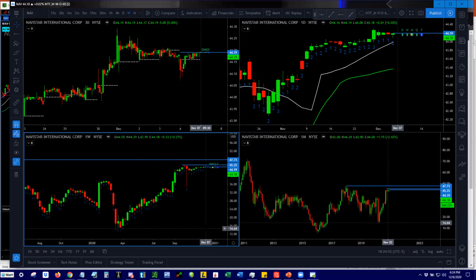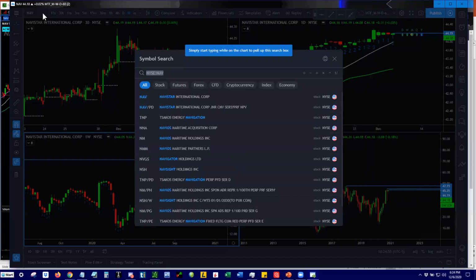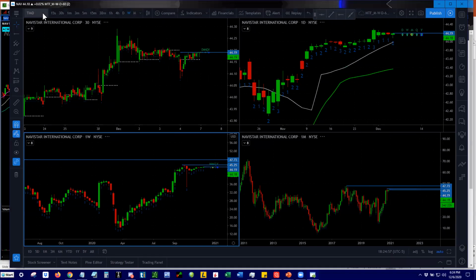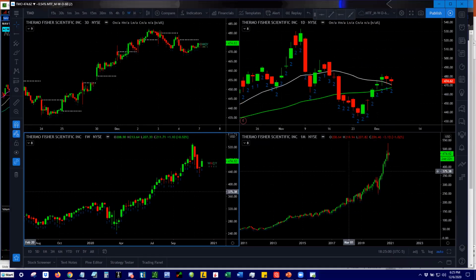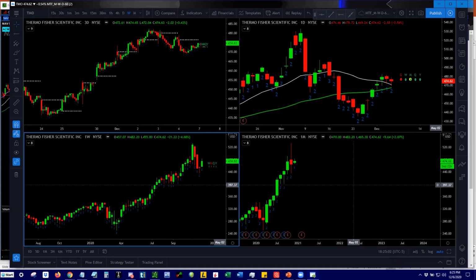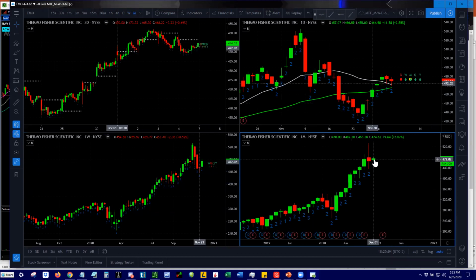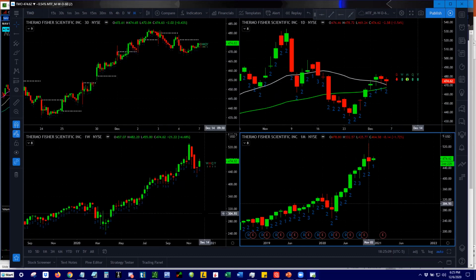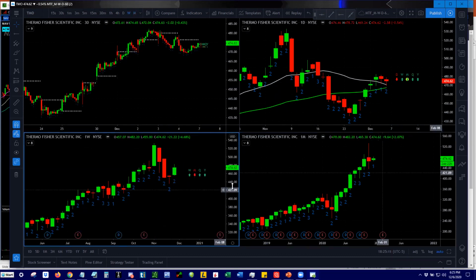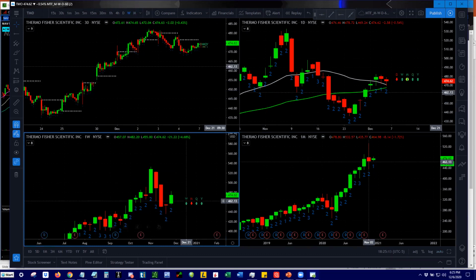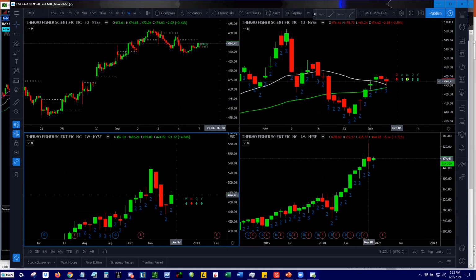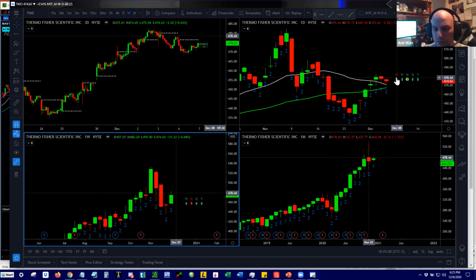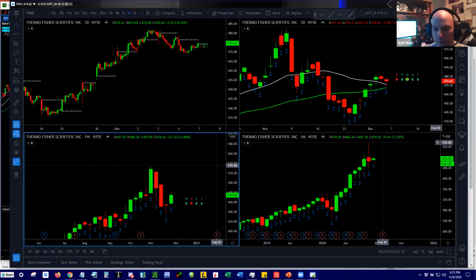And then one more here, TMO, Thermo Fisher. And these all look very, very similar. So we're 1 and up on the month with range up to, wow.